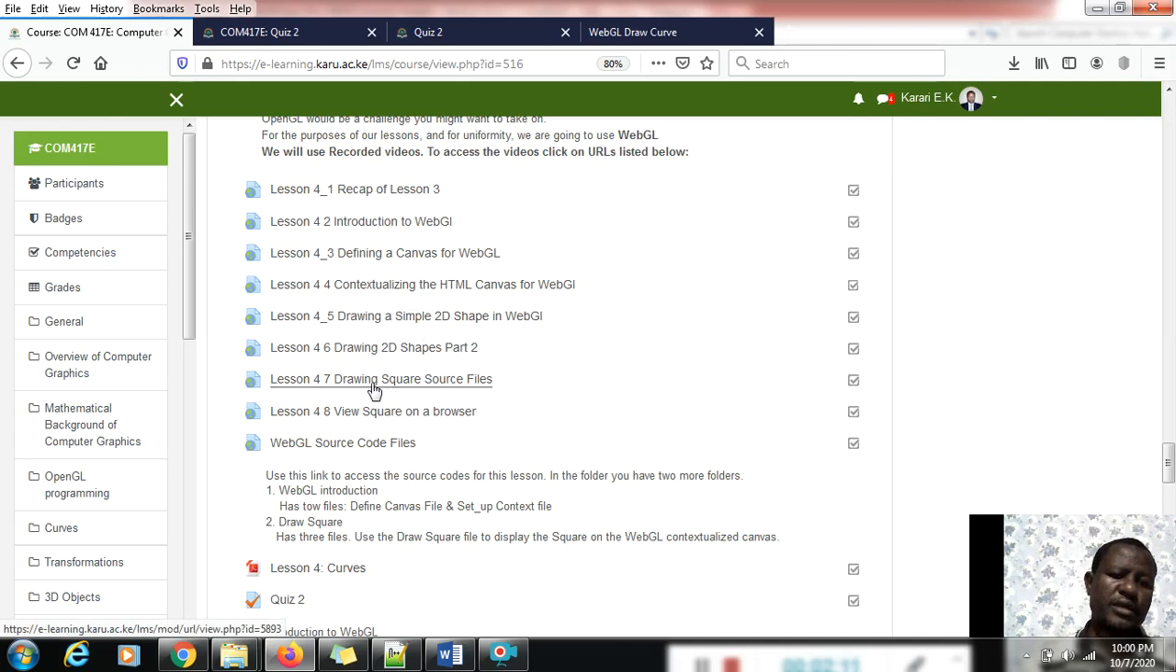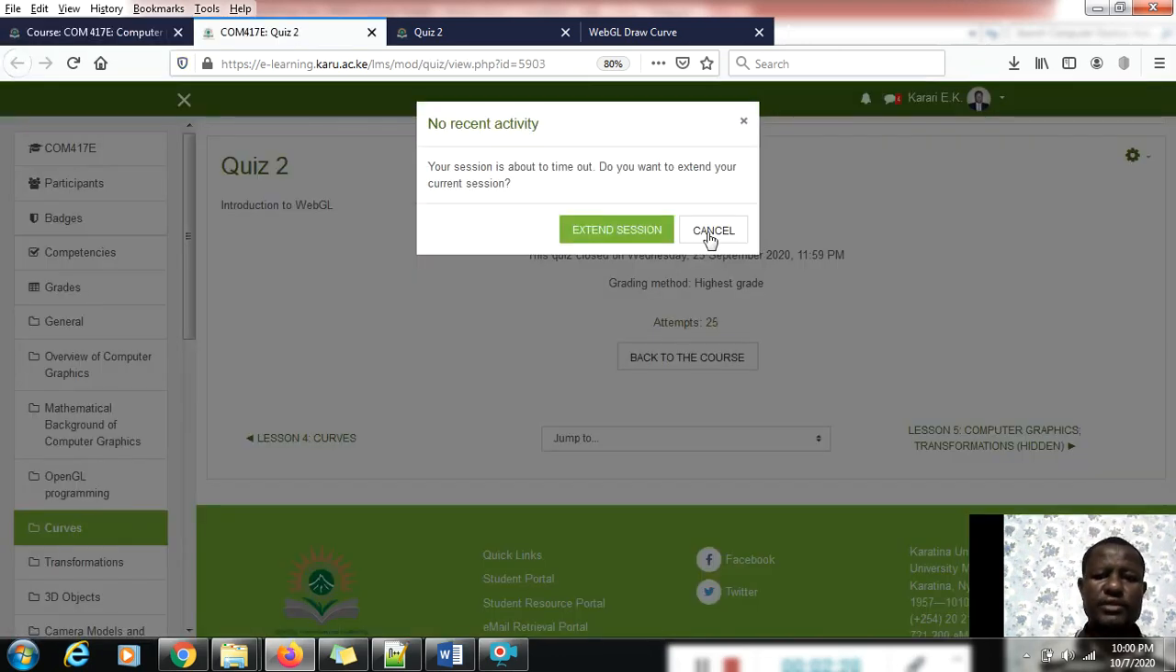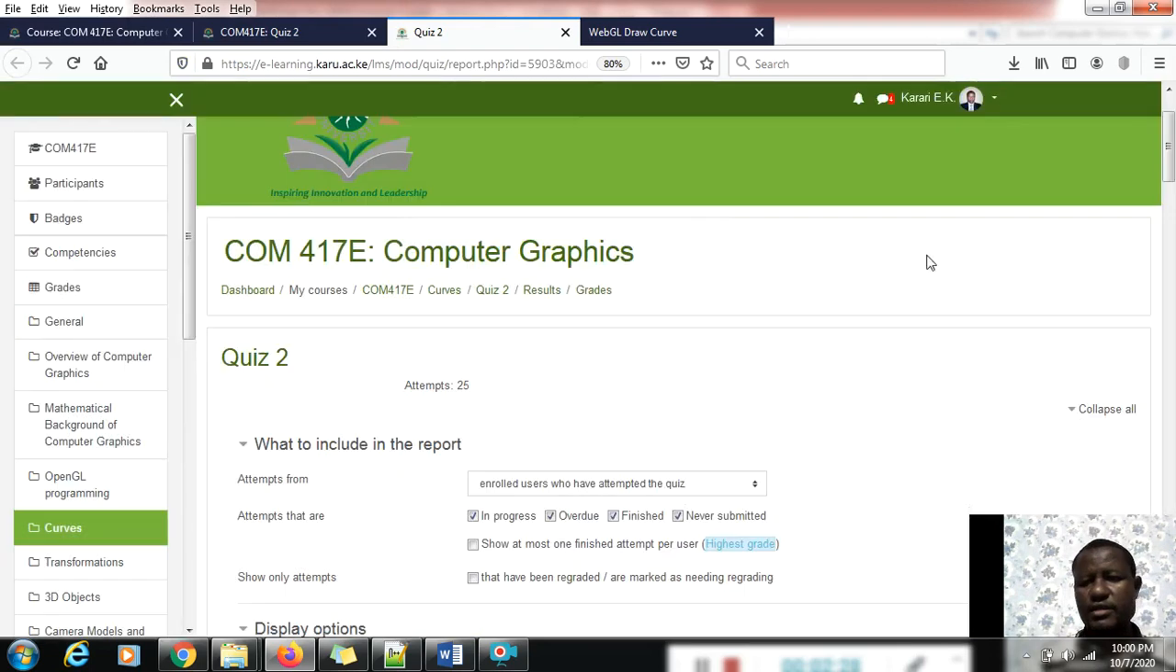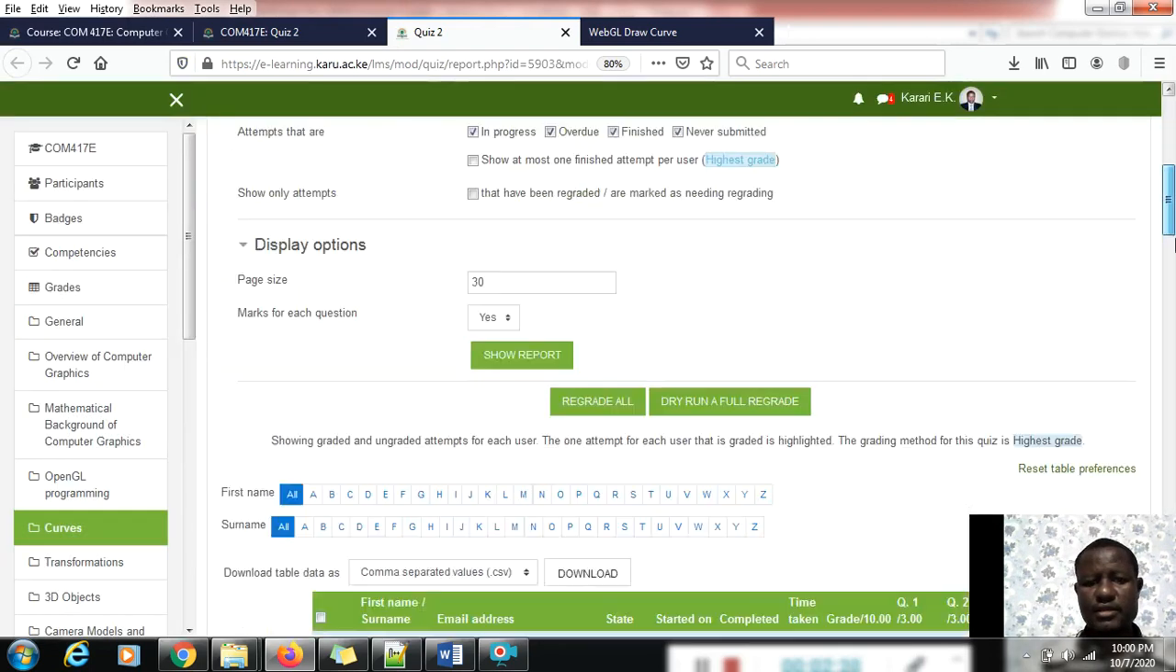It was a square, and we were able to display that square. I shared those files with you and you're able to edit them, and then I gave you a quiz. Most of you attempted the quiz, I think 25 of you attempted the quiz, and I was able to mark the results, and the results are as displayed here.